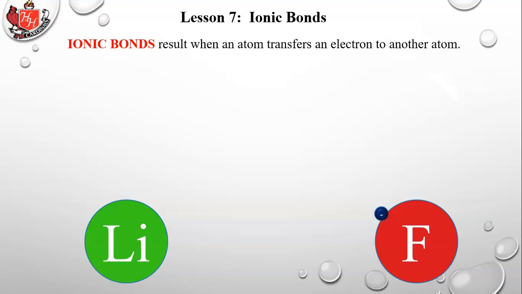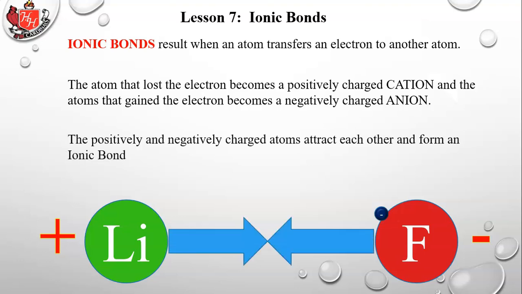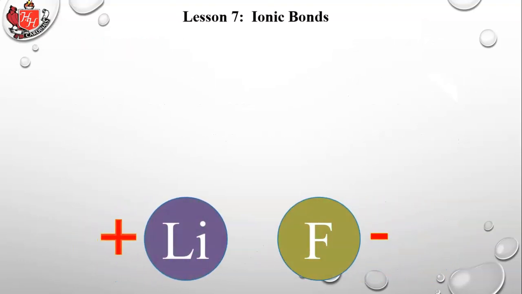I refer to fluorine as one of the strong guys. Lithium is one of the weak guys. So it will pass an electron over. So the atom that lost the electron becomes a positively charged cation. That would be lithium in this case. And the atom that gained the electron becomes a negatively charged anion. That would be fluorine. The positively and negatively charged atoms attract each other to form an ionic bond.